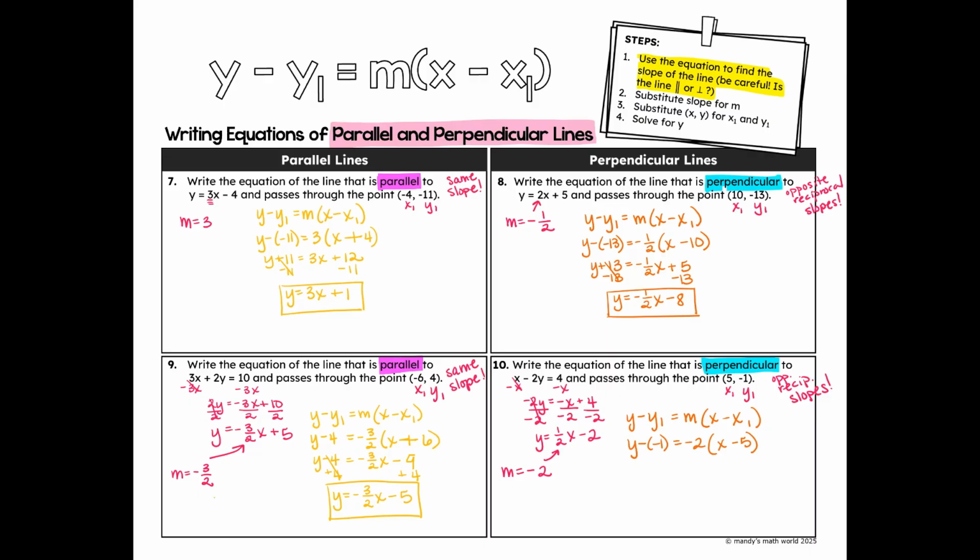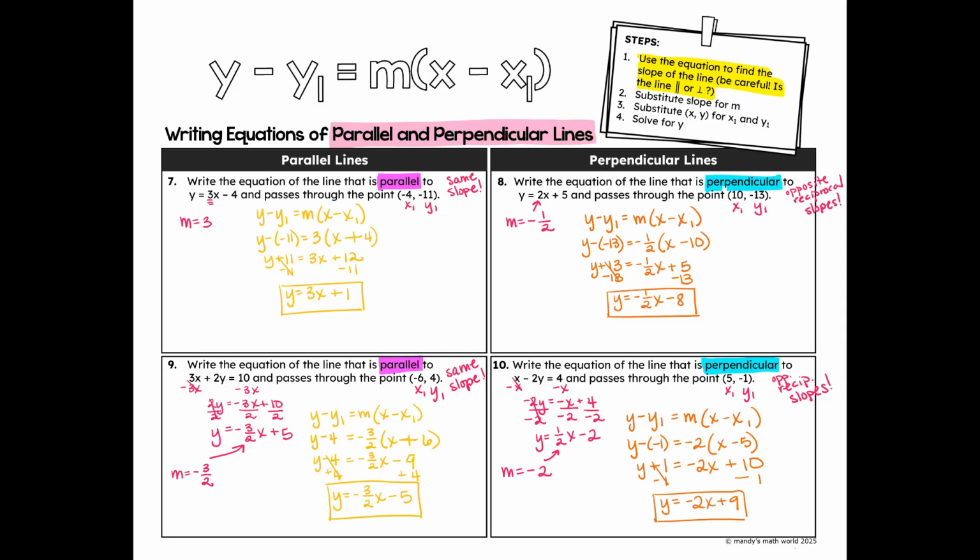And now let's distribute that negative 2 and combine the y minus 1. Y minus negative 1 is the same thing as y plus 1. Negative 2 times x is negative 2x. Negative 2 times negative 5 is positive 10. I'm going to subtract 1 from both sides to get y equals negative 2x plus 9.